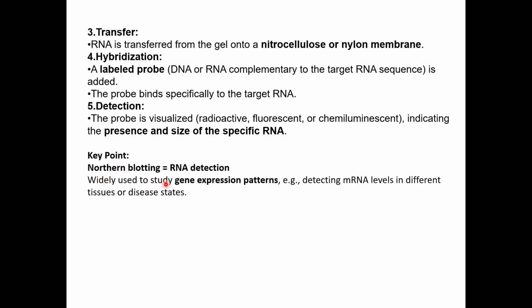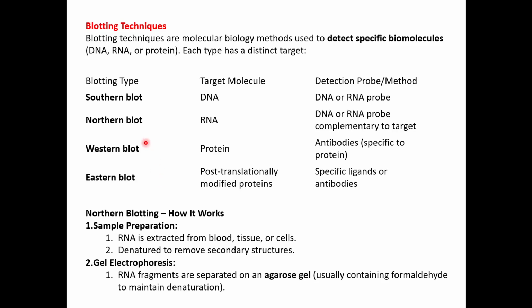So basically, northern blot is done for RNA detection, and it is widely used to study gene expression patterns, detecting mRNA levels in different tissues or at different disease conditions. So this is a brief gist of northern blot. So just remember that southern blot is for DNA, northern blot is for RNA, western blot is for protein, and eastern blot is for post translationally modified proteins. The steps are more or less similar. It's just the detection probes that are used for each of the target molecules that differ.